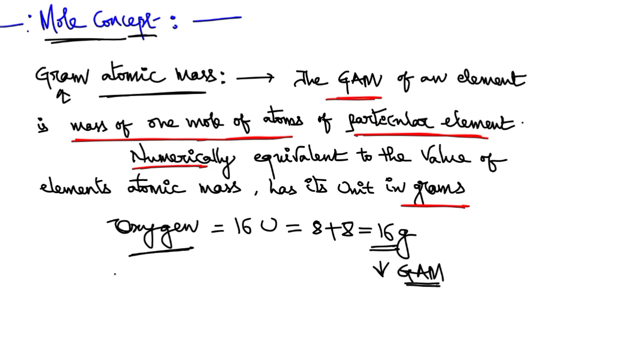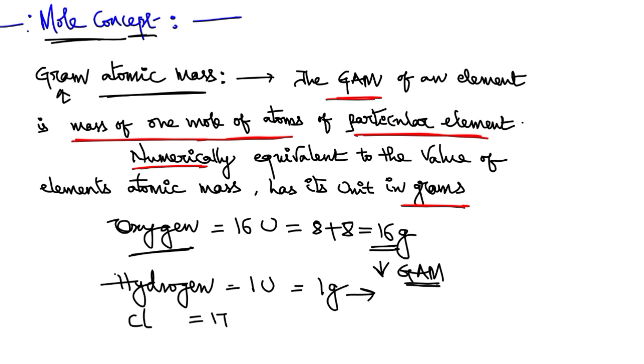In a similar way, if you take a hydrogen atom, just 1 unit, so it should be 1 gram. This is called gram atomic mass. Consider chlorine, which is 17, so this is 17 plus 17. You know well, if the atomic number is odd, then you have to add 1 to this, so it will be 35. Actually it is 35.5. Let us consider it is 35. So the gram atomic mass of chlorine is just 35 grams.